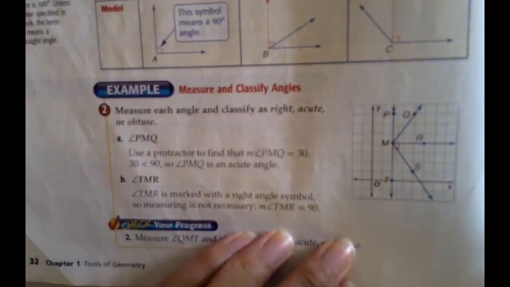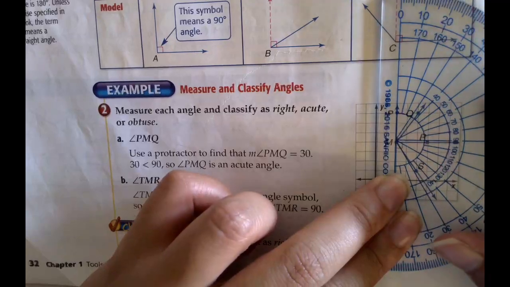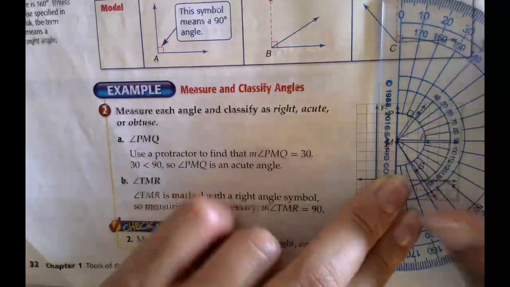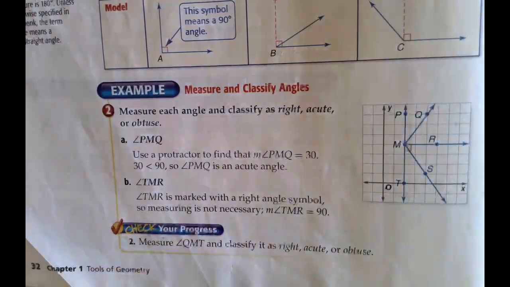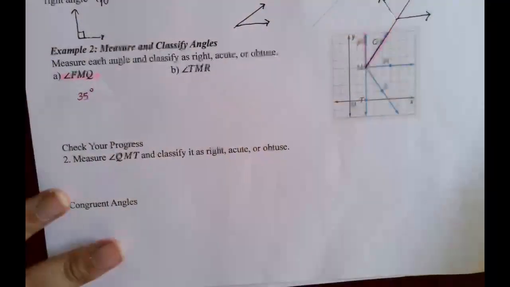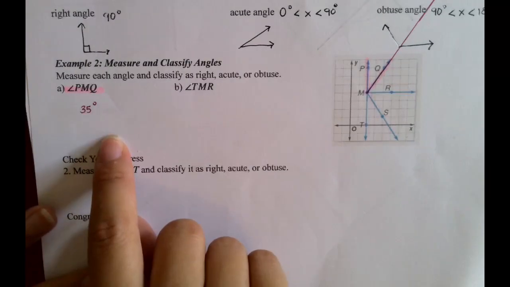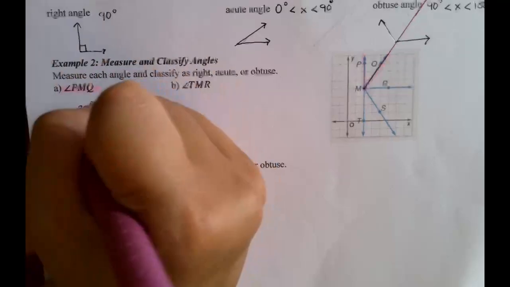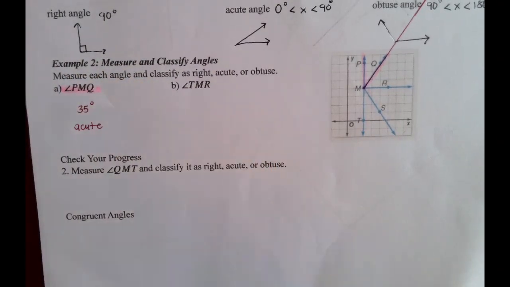Okay, so here's the one from the book. Okay, so let's match it up. On mine it also doesn't point at 30, so I don't know how they got 30. Because that's not what either of the protractors say. So I think the book made a mistake there because that is not accurate whatsoever. Okay. But that's how we measure an angle. Okay. 35, since it's less than 90, this is considered an acute angle. Okay. Let's try the next one.